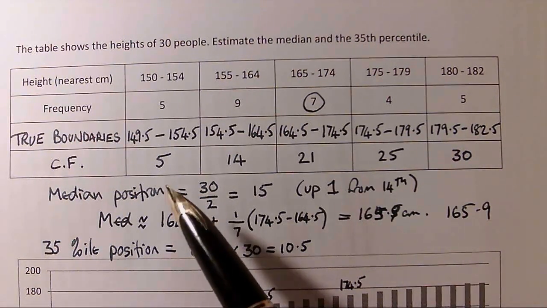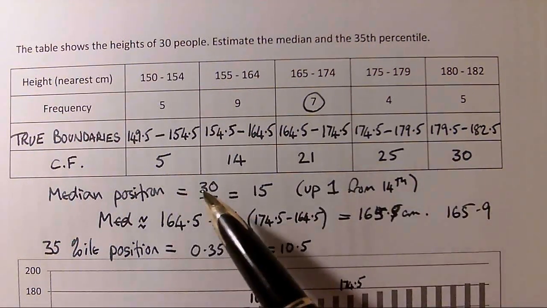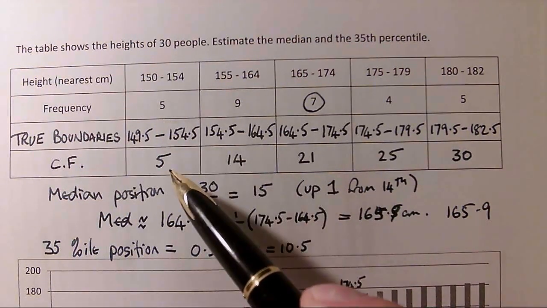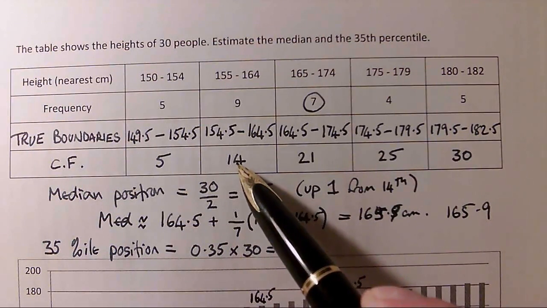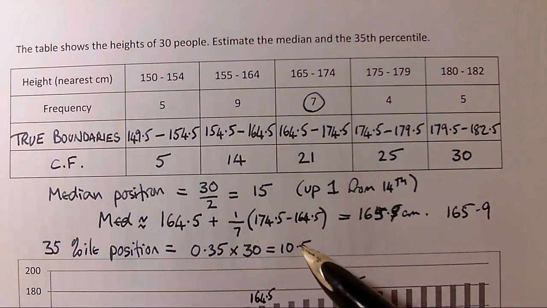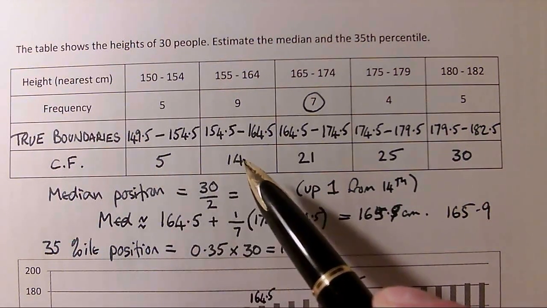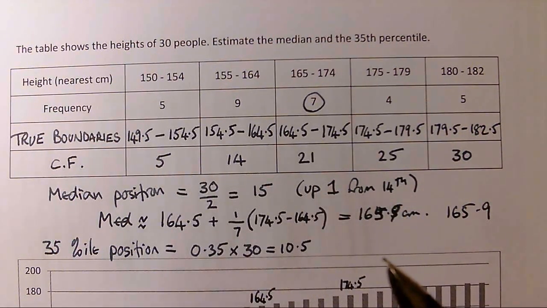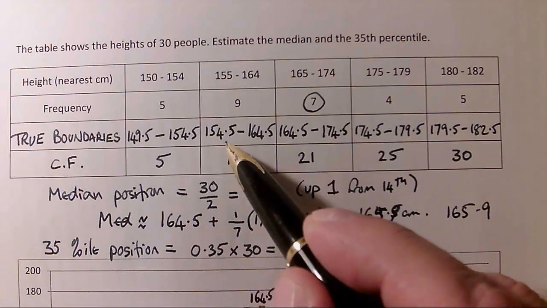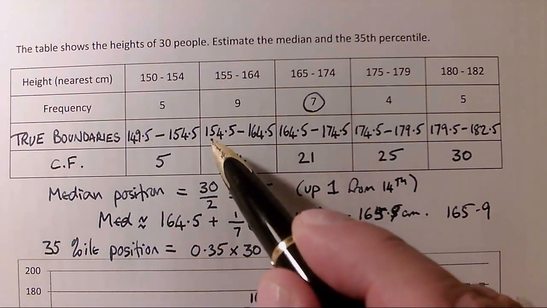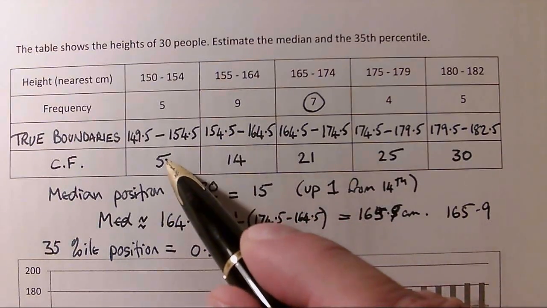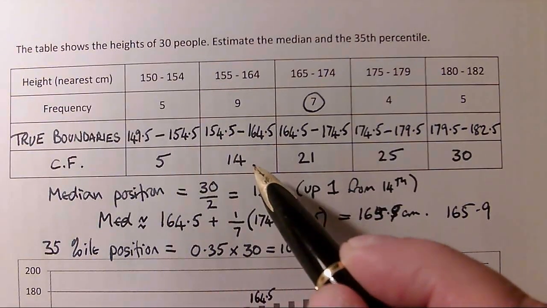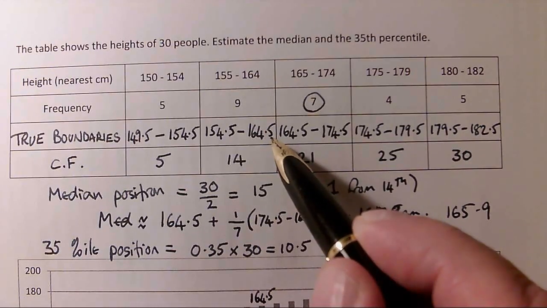Okay, so looking at the cumulative frequencies, by the time I've had the first 5 people, I'm up to a height of 154.5, but then by the time I've got 14 people, I've passed the 10.5th, so somewhere between these two will be the 10.5th person. So it will be in this group. The 5th person has a height of 154.5, and the 14th person will have a height of 164.5.